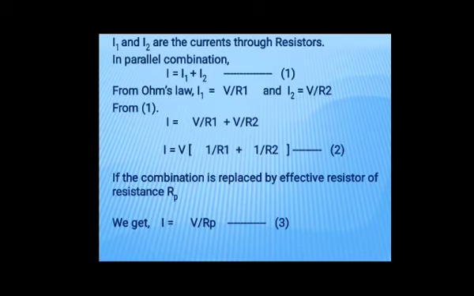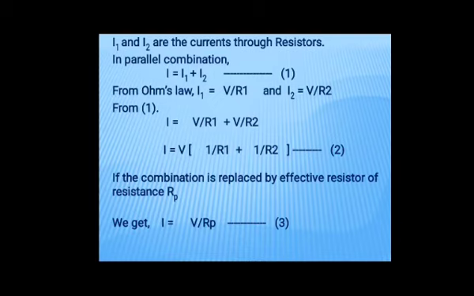If the combination is replaced by effective resistor of resistance Rp, apply Ohm's law again. What you will get? V is equal to IRp, or I is equal to V divided by Rp. Let us name it as equation 3. Now just observe equation 2 and equation 3. LHS is I. RHS you can equate.